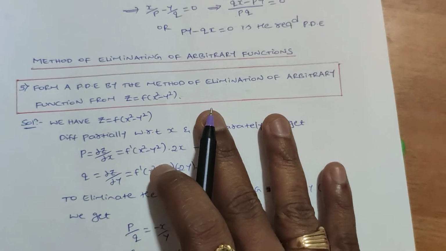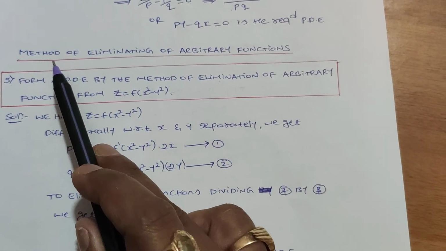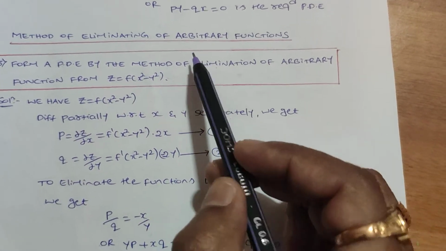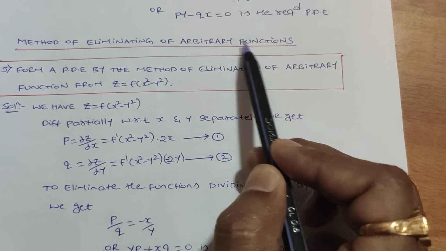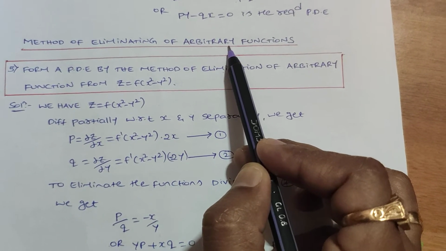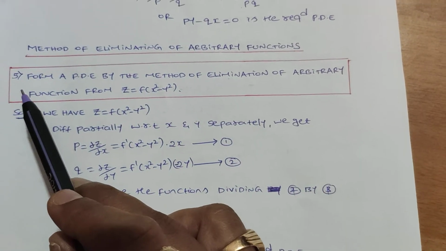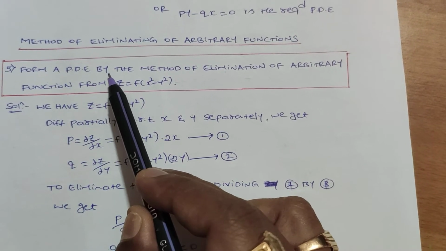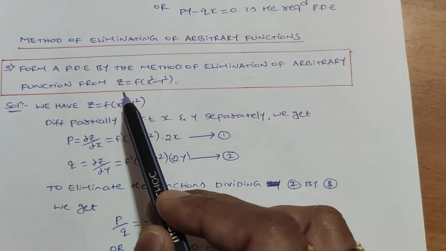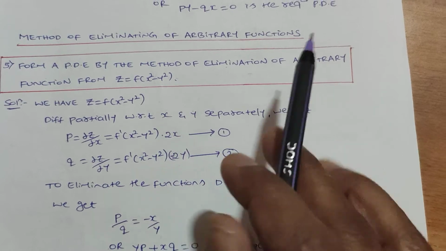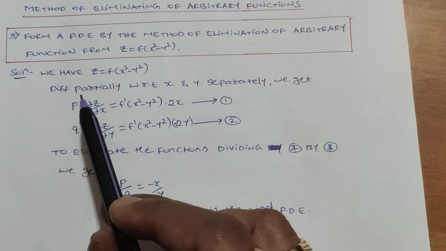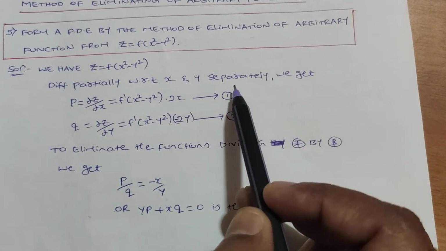Students, now let us discuss the second concept, that is the method of eliminating arbitrary functions. Here, in the given question we will be having a function. So let us discuss the fifth problem: form a partial differential equation by the method of elimination of arbitrary function from z equals f of x square minus y square. Similarly, consider the given equation. The procedure is to differentiate partially with respect to x and y separately.